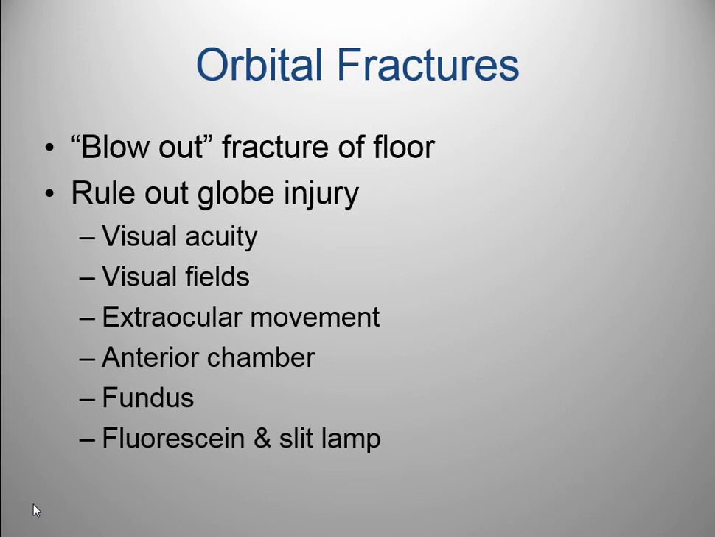There's also blowout fractures, which is the floor of the orbit. And so when that happens, you also want to rule out a globe injury, so an injury to the eyeball itself. The way that you want to do that is to assess the visual acuity, visual fields, the ability to move the eyeball. Can they see clearly? And doctors can use fluorescent lamps or slit lamps in order to check the eyeball and make sure that there's no damage in it.